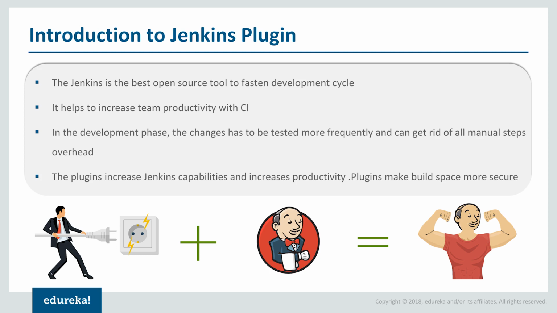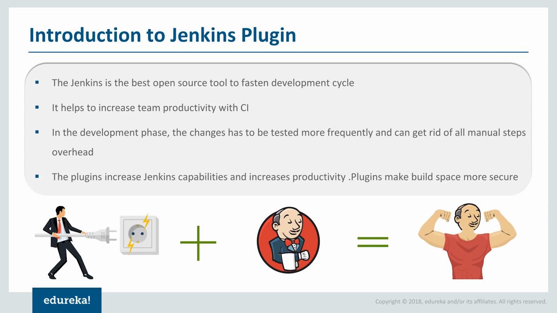Now, in the development phase, the changes have to be tested much more frequently and it can get rid of all manual steps overhead. So what happens is, when you are developing a software, you have to test your changes on a pretty regular basis. So every time you write a small piece of code, let's say 10, 15, 20 or 100 lines, and especially if it is a meaningful change, you would like to test how exactly it is behaving with the overall software or with the overall package. And you want to run unit tests, integration tests, regression tests to understand your code is not messing up with the existing code. It is not altering the behavior and it is actually behaving in the desired way, how it should have been behaving as per your requirement.